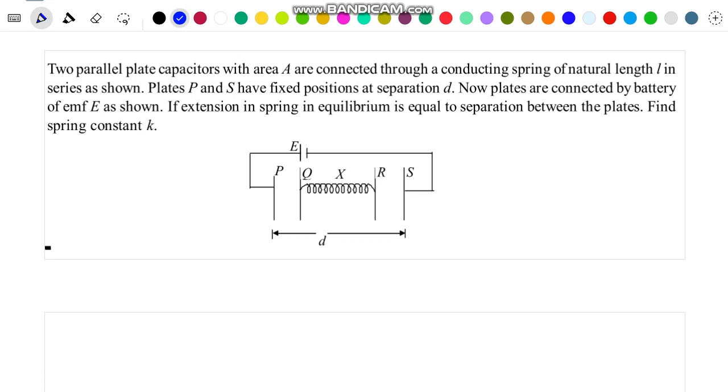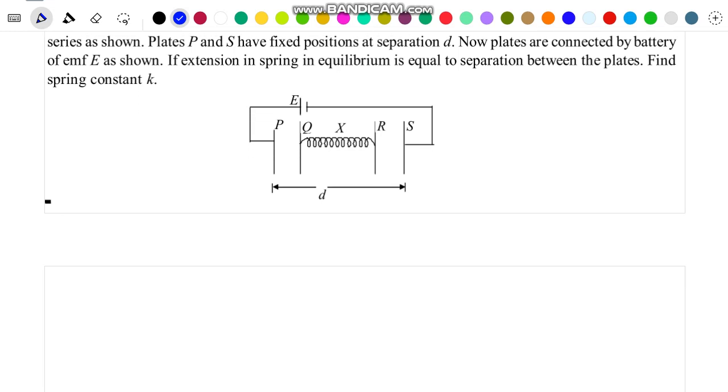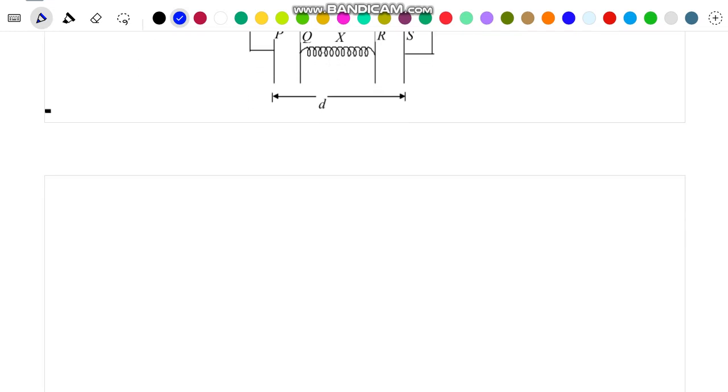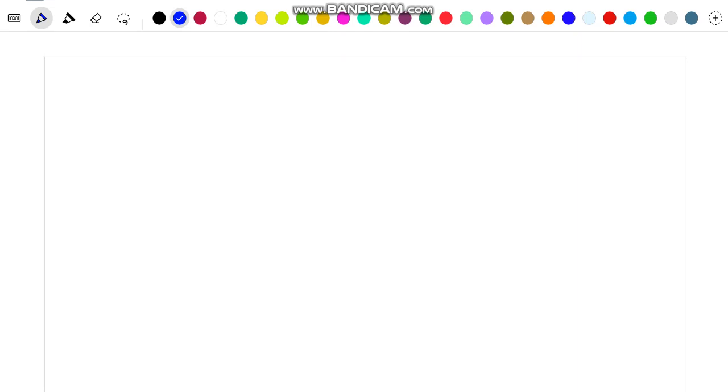Now if the extension in the spring in equilibrium is equal to the separation between the plates, then we have to find the value of the spring constant. So let us first redraw this diagram in order to solve this problem.